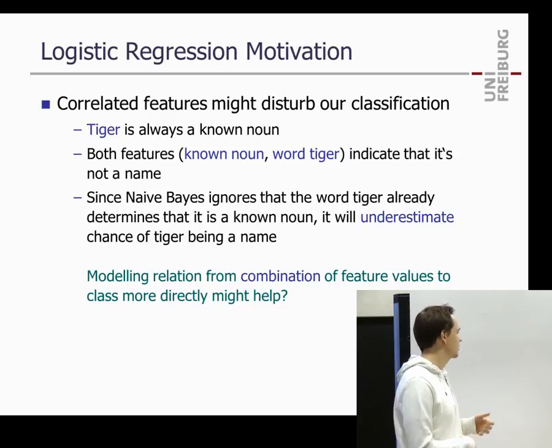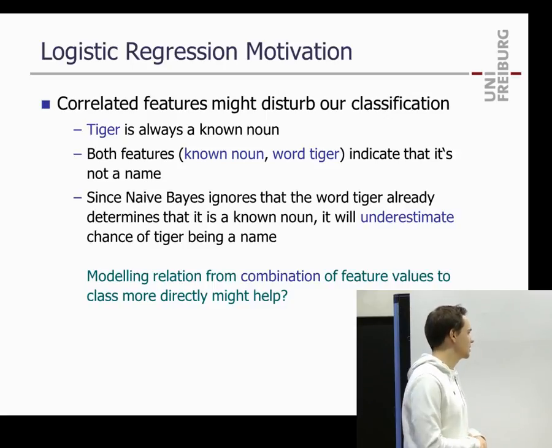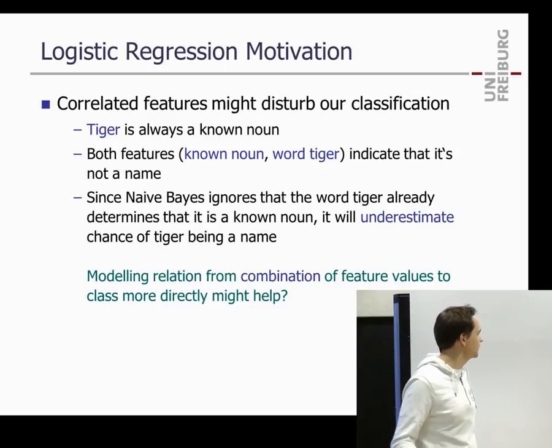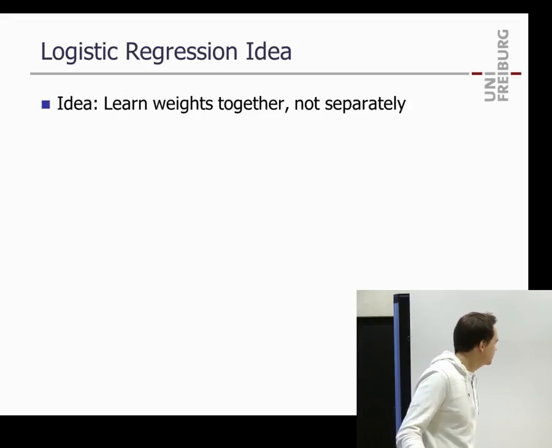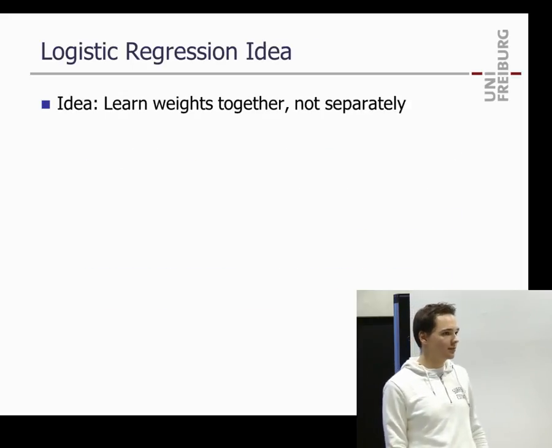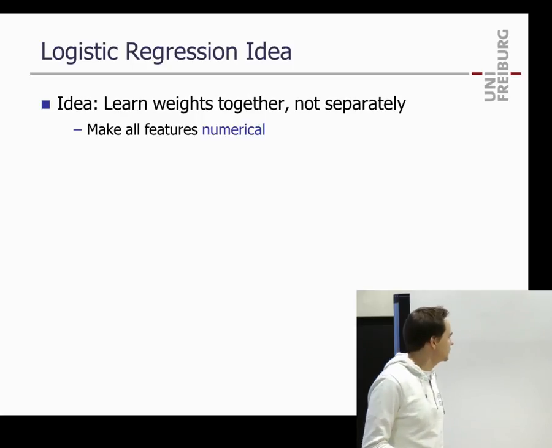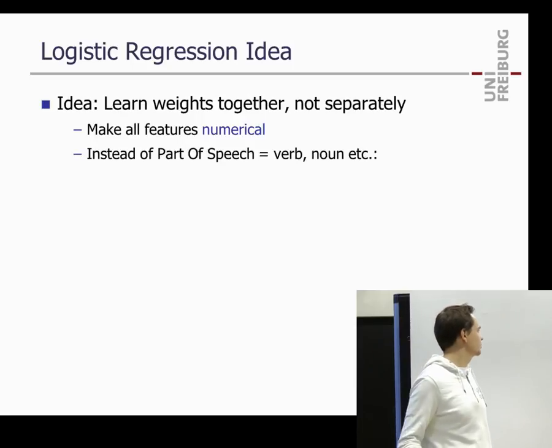And yeah, now what can you do about it? One idea would be you say, okay, I don't look at each feature independently, but I look at them together. So I look at some kind of combination, and that might help. And that's the motivation I would give for logistic regression. And the idea, yeah, you learn the weights together, not separately. And what you have to do, you have to first make all the features numerical. You have to make them all into numbers for this algorithm to work.